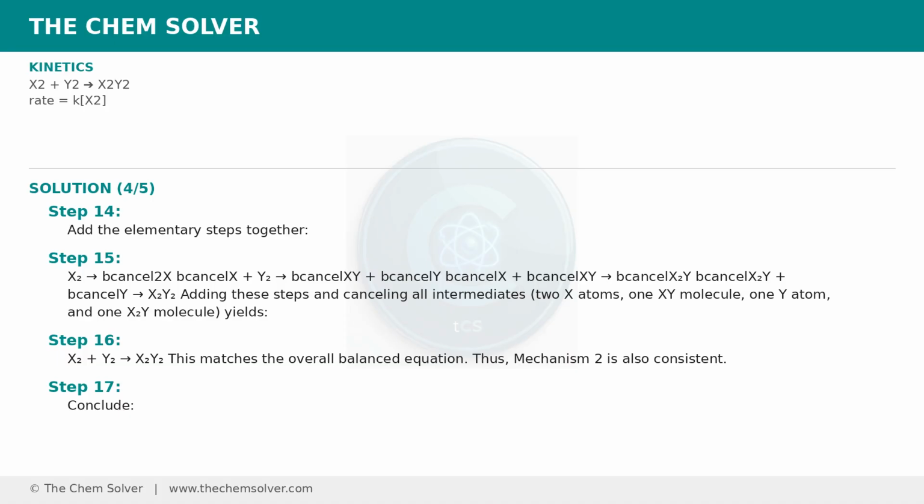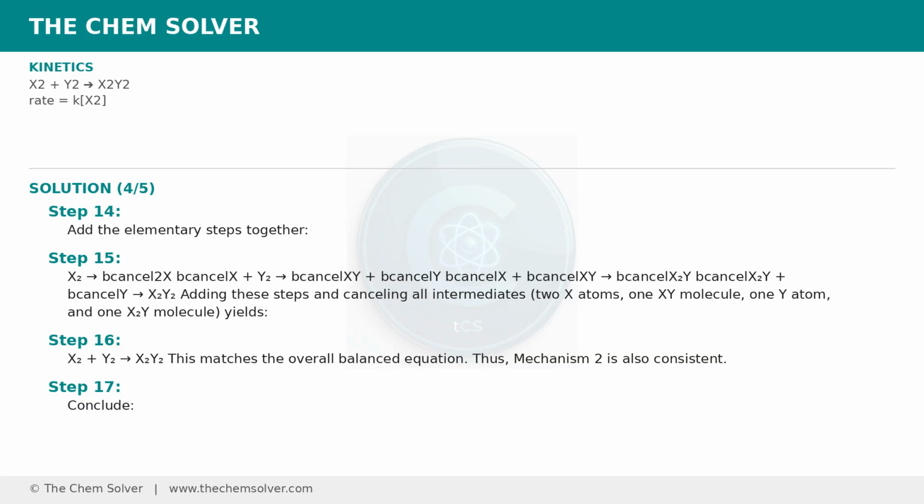Add the elementary steps together. X2 gives 2X, X plus Y2 gives XY plus Y, X plus XY gives X2Y, X2Y plus Y gives X2Y2. Adding these steps and canceling all intermediates, 2X atoms, 1 XY molecule, 1 Y atom, and 1 X2Y molecule, yields X2 plus Y2 gives X2Y2. This matches the overall balanced equation. Thus, mechanism 2 is also consistent.